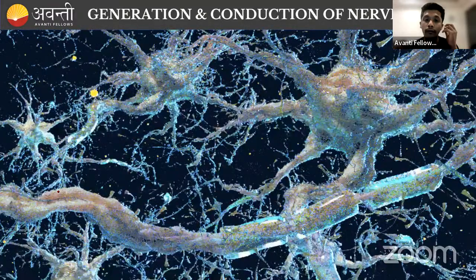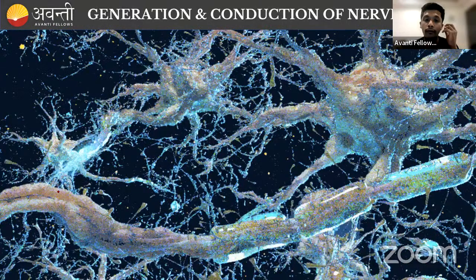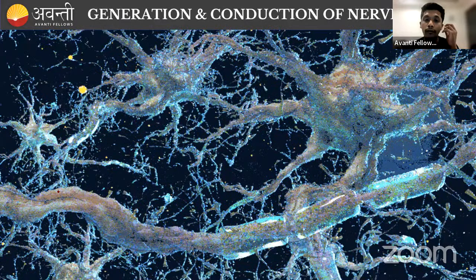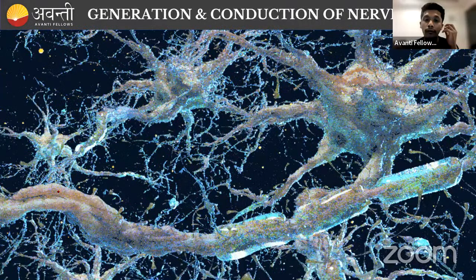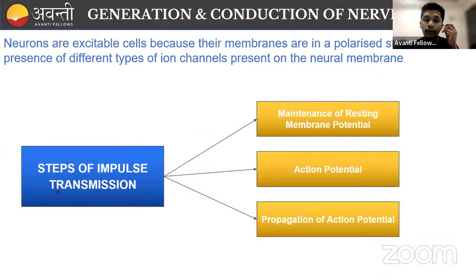So let us see how the information even originates in the first place, after the stimulus has occurred. Neurons, as I said, are the fundamental units of your nervous system. Neurons are excitable cells, right? When we talk about excitation, their polarity can be changed. Since they're excitable cells, neurons are always in a polarized state. This statement is very, very important.